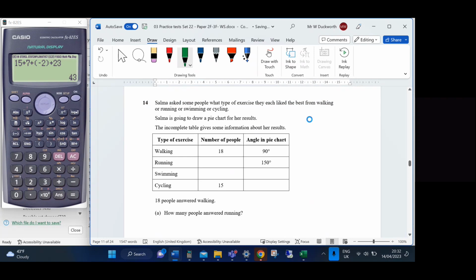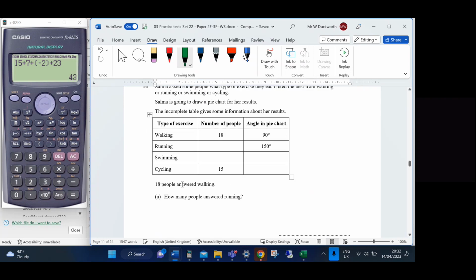Salma asked some people what type of exercise they like the best, from walking or running or swimming or cycling. Salma is going to draw a pie chart for her results. The incomplete table gives some information about her results. So walking, we've got 18, and that has an angle of 90 degrees. Running is 150. Swimming, blank, blank. Cycling, we have 15 people. 18 people answered walking, so it does say that there. How many people answered running?